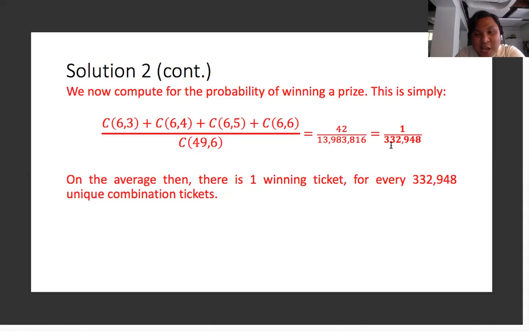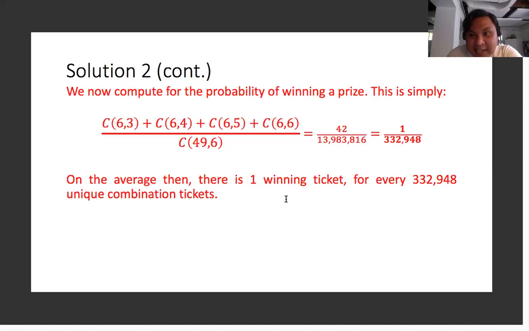So if you actually ask 13,983,816 people to bet on the lottery, each of them choosing a different combination from the others, right? One out of 332,948 will win because only 42 winners will emerge. Right? Such a low probability. So do consider this when you are trying to bet on the lottery, so that you consider your chances, whether it's really possible for you to win or no.